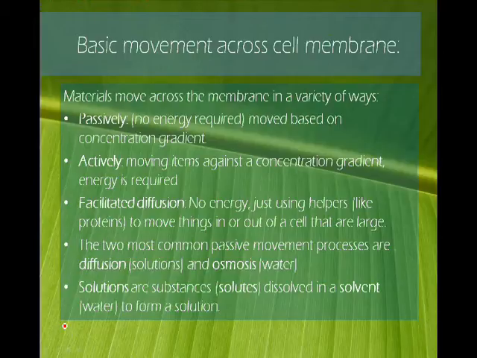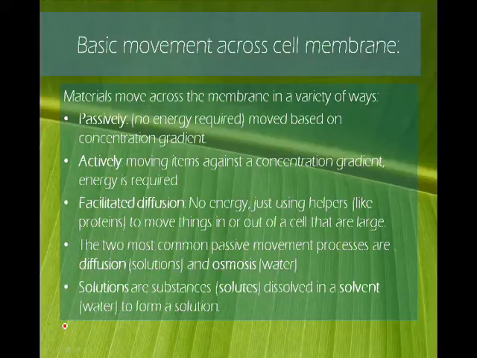Before we get into transport, there are lots of different ways that transport can be described, and we're going to break those down using these vocabulary terms. Materials move across the membrane in a variety of ways, and each of those ways can be put into one of two groups, passive or active. If the type of movement requires no energy, then it is passive. These are based completely on a concentration gradient. Active transport is when items move against a concentration gradient, so energy is going to be required. We'll learn about what that concentration gradient means in just a moment.